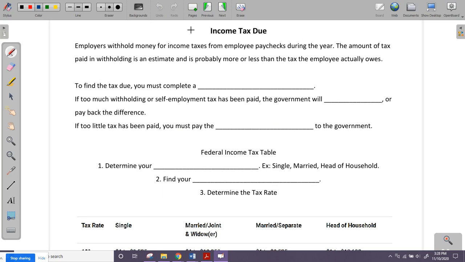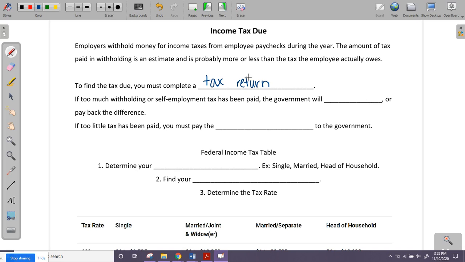Okay, now let's look at income tax due. Employers withhold money for income tax from employee paychecks during the year. The amount of tax paid in withholding is an estimate, so it's probably more or less than the tax that an employee actually owes. So to find the tax due, you must complete a tax return. This is going to tell you how much you owe.